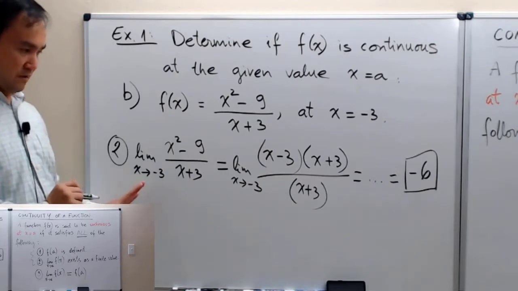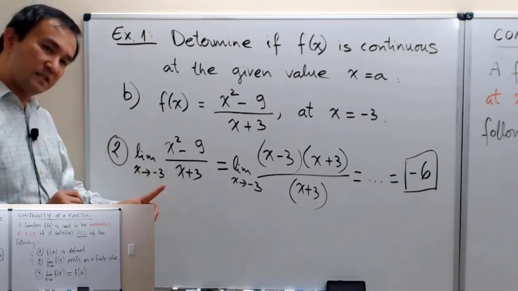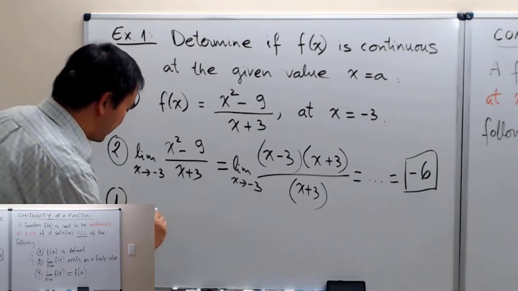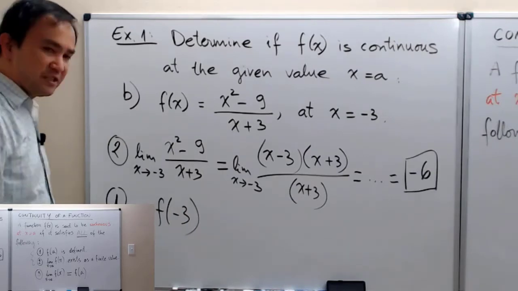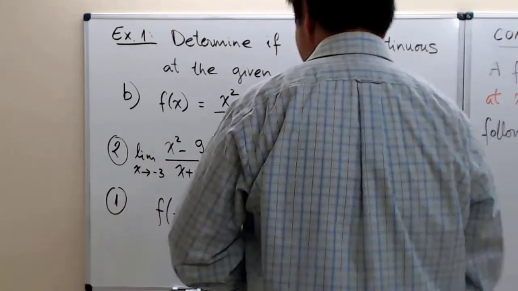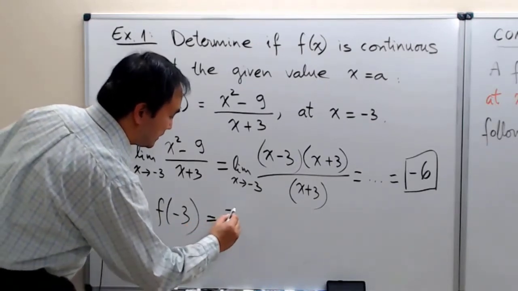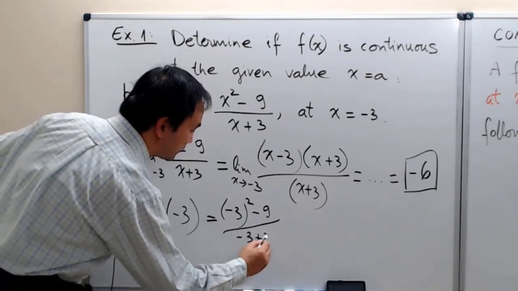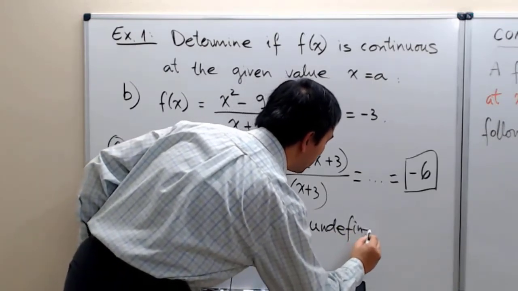Okay, but now if we check after we passed one of the first 2 requirements here, then let's check with the other requirements of the first 2. So, but now really for this function, can we substitute -3 into the function? Just simply substitute. So substituting -3 into the function, we are going to end up with -3 squared minus 9 divided by -3 plus 3, and this is undefined in math term.